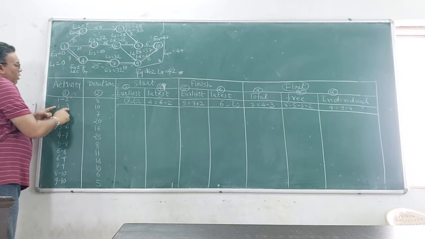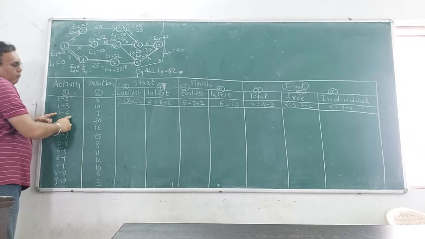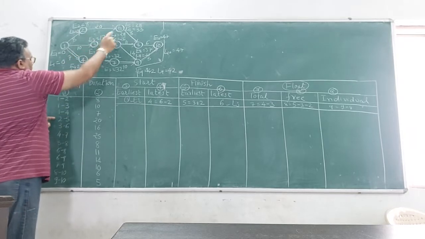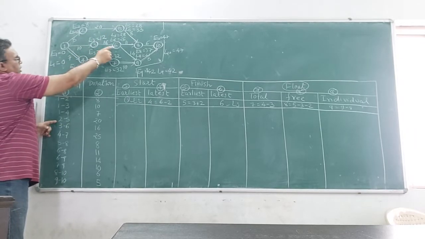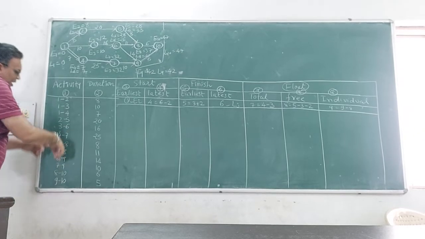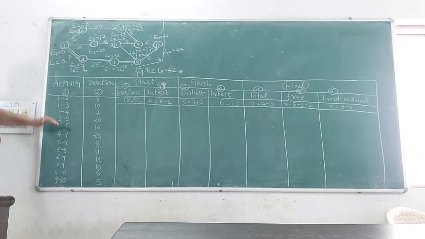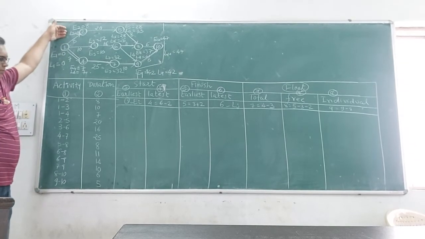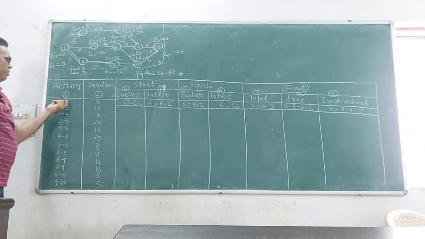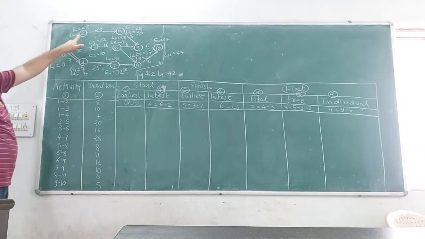One more, 1, 3. 1, 4. Same way, 2, 5. 3, 6. Right? The same way we have to write every activity in column number 1, which is mentioned in our network diagram. Okay, so in between this activity, the duration which is mentioned in between these two.